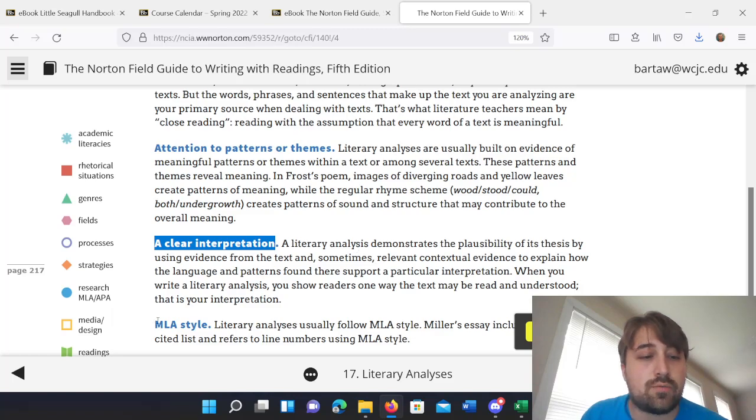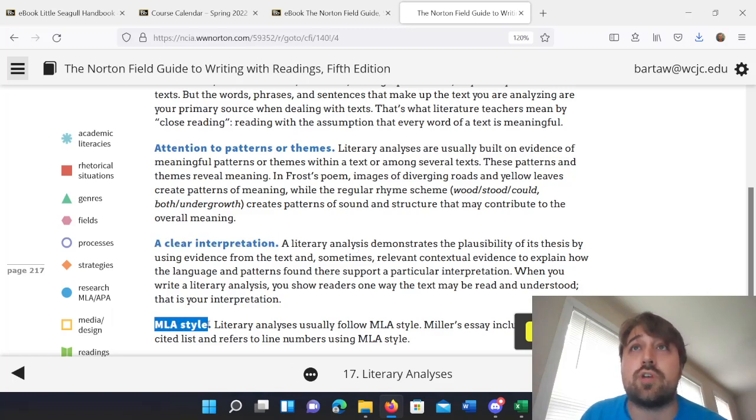And then we want to follow MLA style. So in general, writing about literature is done in MLA style. That's the chosen style of that profession.